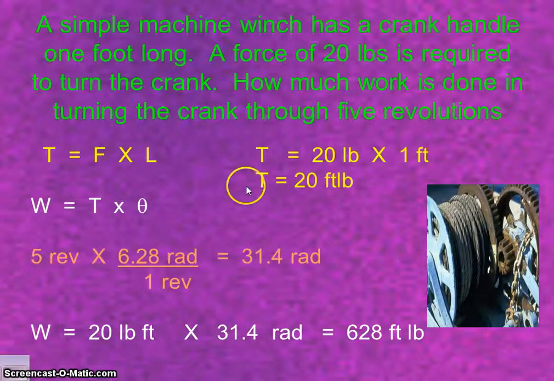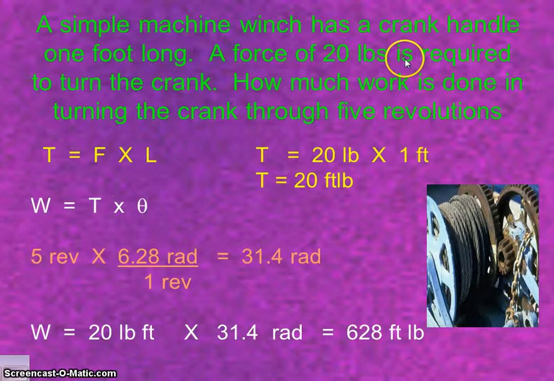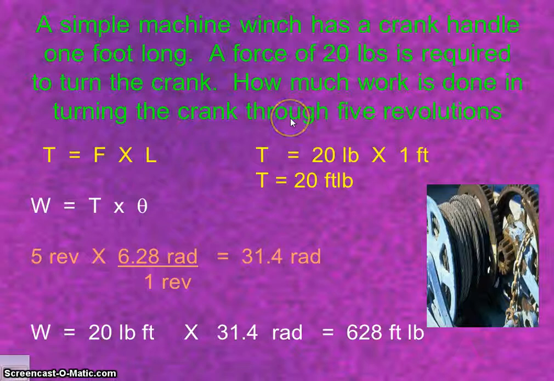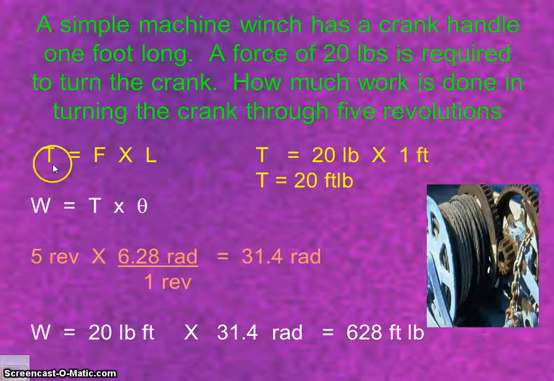Okay, let's take a look at an example. We have a simple machine. You have a winch. It has a crank handle that's 1 foot long, and 20 pounds of force is required to turn the crank. How much work is done in turning the crank through 5 revolutions? A couple of key words in here. We've got 5 revolutions. We need to change that into radians. And then when we have that in radians, we're going to use the work equation.